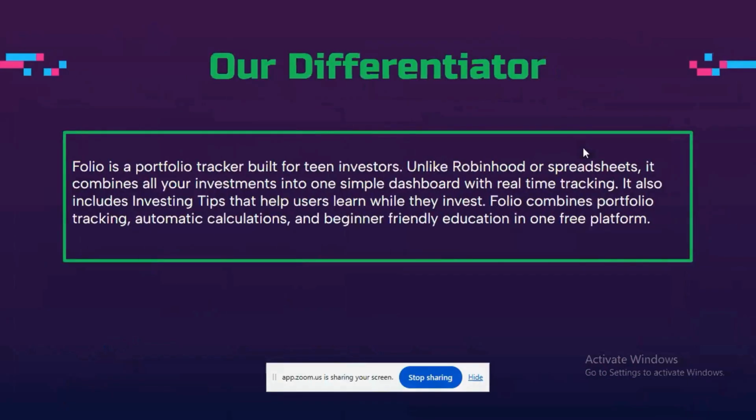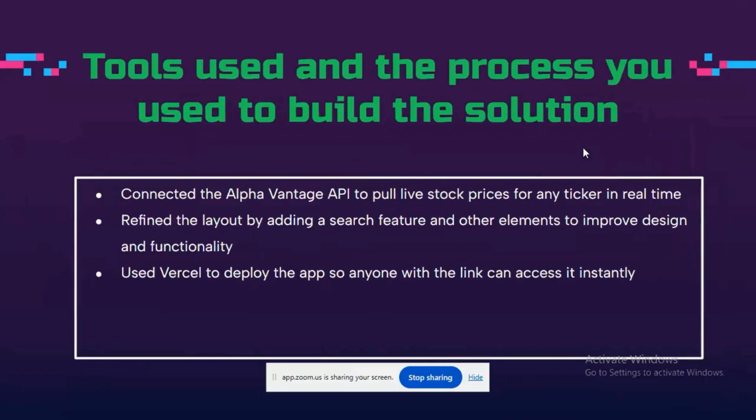So, unlike other apps or spreadsheets, Folio combines tracking, automatic calculations, and education into one simple platform made for beginners. I built this using Vercel and Leo Dev, and I connected AlphaVantage for live stock data, and I deployed it on Vercel so anyone can access it online.